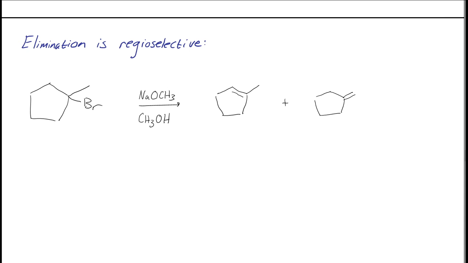So we lose the leaving group, and then we can deprotonate at any carbon next to the carbon that has the leaving group. So there's two possible elimination products. The favored product is the more substituted alkene, so the one that has fewer hydrogens on it and more carbons. So that's the major product here.